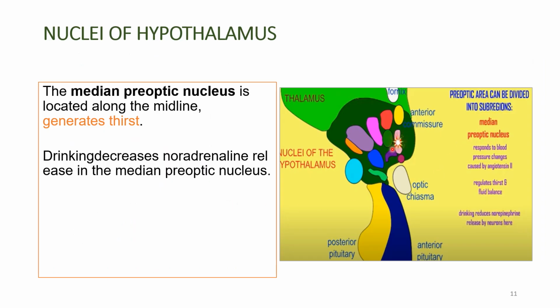Here you can see this is median preoptic nucleus. So preoptic nucleus is divided into two subregions, median and lateral. The median preoptic nucleus is important. It is helpful for generating the thirst. It responds to blood pressure changes which are caused by angiotensin II and regulates the thirst and fluid balance. Drinking water decreases the noradrenaline or norepinephrine release by the neurons of the median preoptic nucleus. So it is important for generating the thirst.